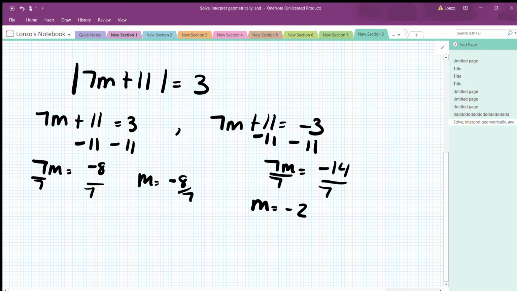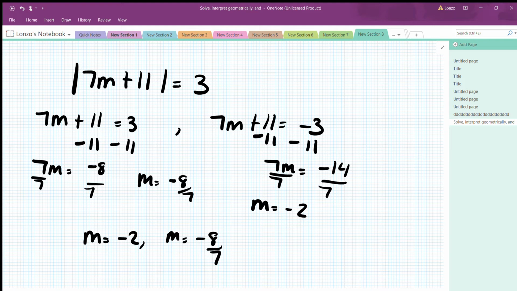And then you could actually check it, and I did check it. If you put it into this original equation, they should give you a positive 3. So those are my two solutions: m equals negative 2 and m equals negative 8/7. This is an equal sign, not an inequality, because there's just an equal, so you get two solutions. And I think we have a last one.